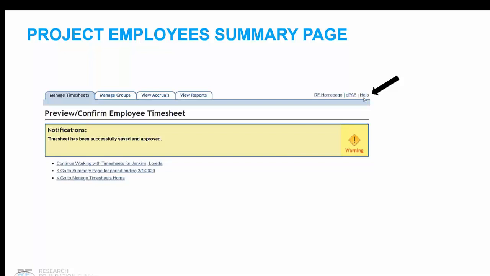This hyperlink will bring you to the Time and Leave Training Manual. This is where you can print it out or review it on your computer. Remember, once you have approved the employee timesheet, if you need to make any changes to the timesheet, you'll need to contact your designated campus coordinator at the Research Foundation.